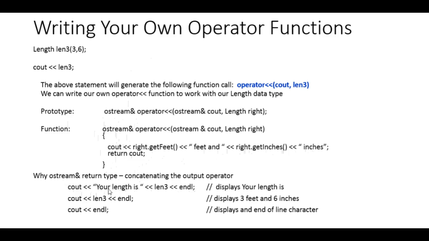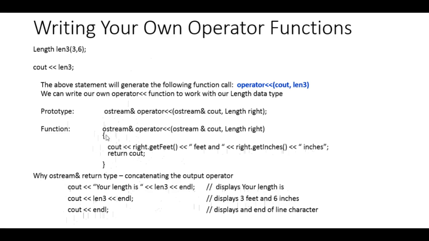So this is an overloaded output operator. There's more than one of these operator output functions available, and there's certainly one for strings. So this would actually display your length is. Then it would return cout after it does that, so that you can finish up the rest of the statement. When you cout length3, based on our code up here, it would display 3 feet and 6 inches. It returns cout so it can finish the rest of the statement, and then cout endl will display the end of line character, and then it'll be finished.